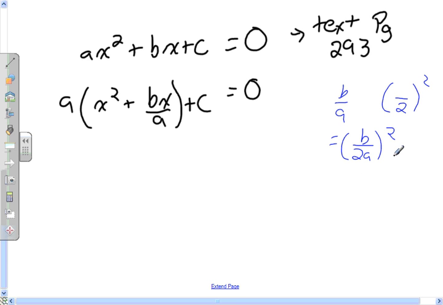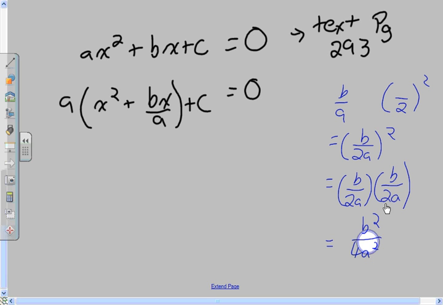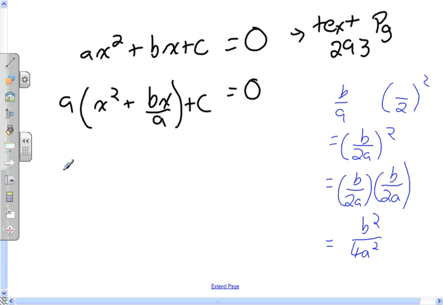Now, b over 2a squared, I'm going to simplify that. I'm going to expand it and simplify. So b over 2a squared is actually b over 2a times b over 2a, which is b squared over 4a squared. So normally we have a number we've divided by 2 and squared. In this case, we have variables representing it. Now, normally we take this number, our b squared over 4a squared, and we add and subtract it inside the brackets. This is exactly what I'm going to do.